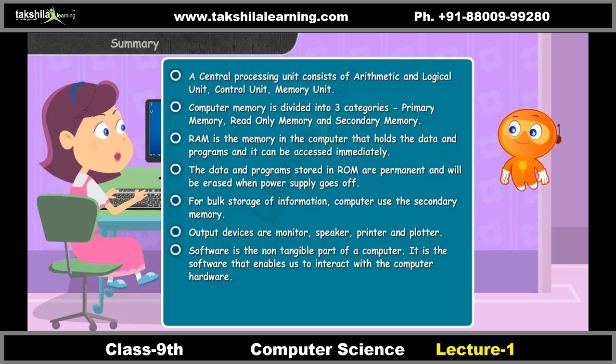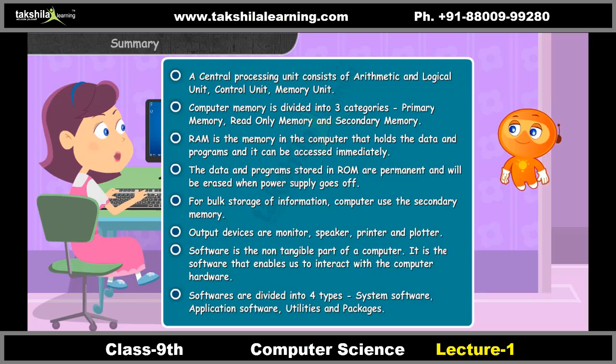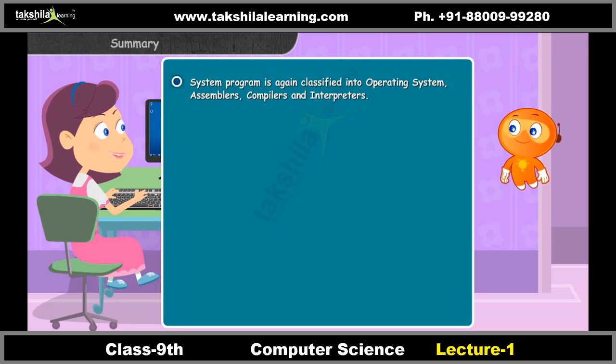Software is the non-tangible part of a computer. It is the software that enables us to interact with the computer hardware. Software is divided into 4 types: system software, application software, utilities, and packages. System software is again classified into operating system, assemblers, compilers, and interpreters.